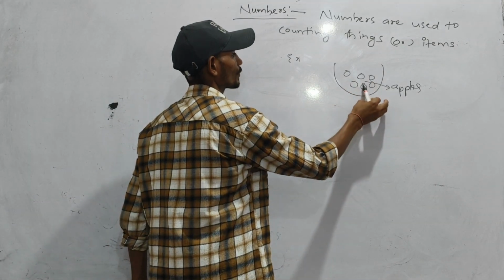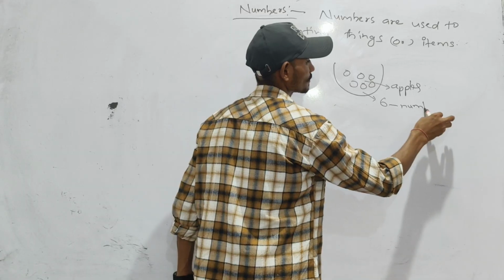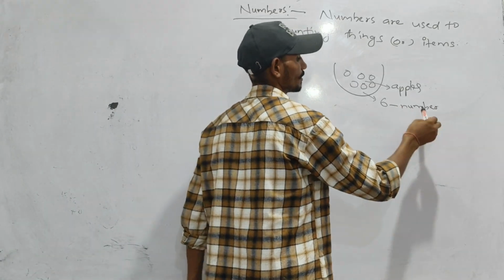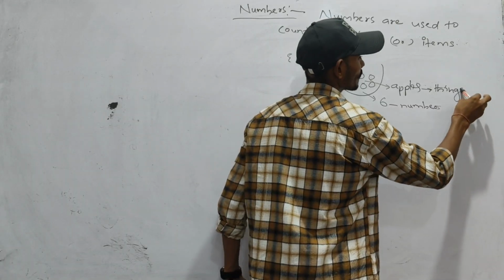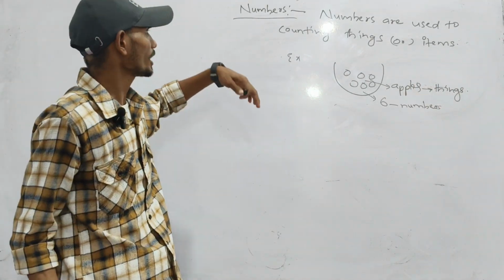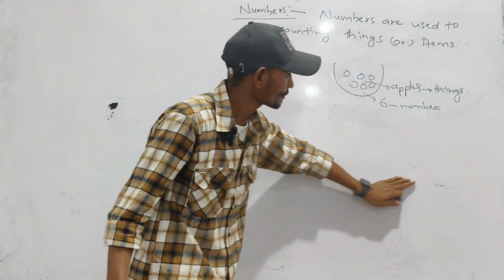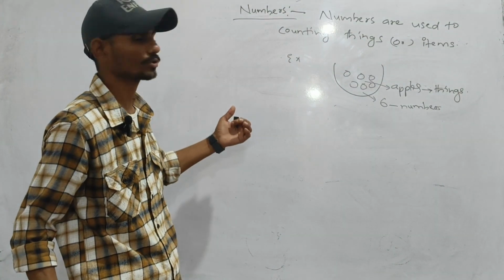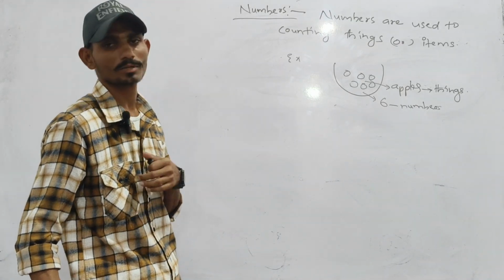1, 2, 3, 4, 5, 6. I am counting. 6 is the number and apples are the things. Are you understanding the concept of numbers? For counting any things, we use numbers. Now we are going to discuss the types of numbers and how to use them.